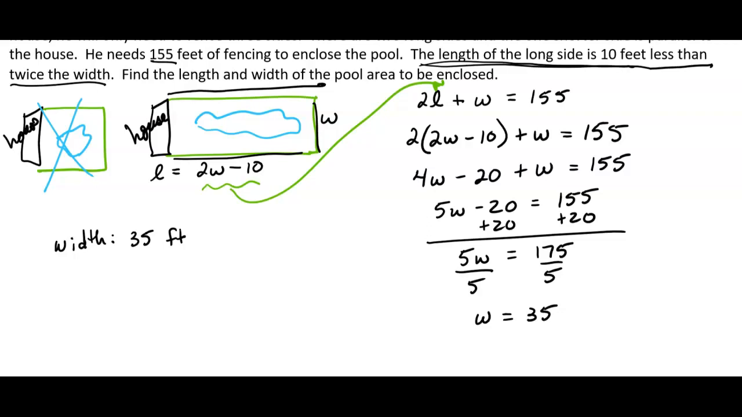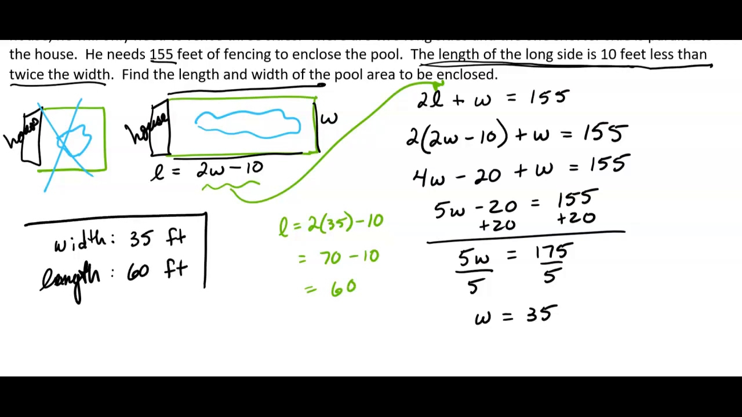And then the length. Okay, well, I'll have to figure out the length. So let me do that. The length is going to be twice the width minus 10. So what's that? 70 minus 10, which is 60. So I'll say the length is 60 feet. Now you can check: does that add up? If you take two long sides, that's 120, plus the 35, does that add up to 155? Yeah, so I think we're good.